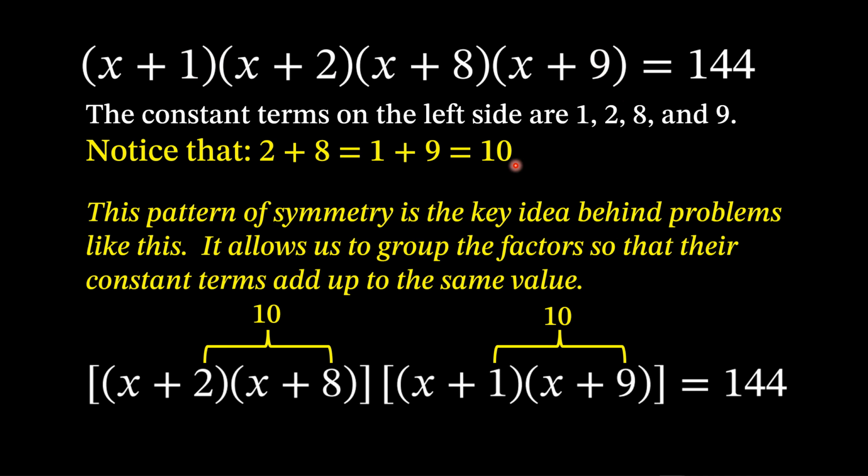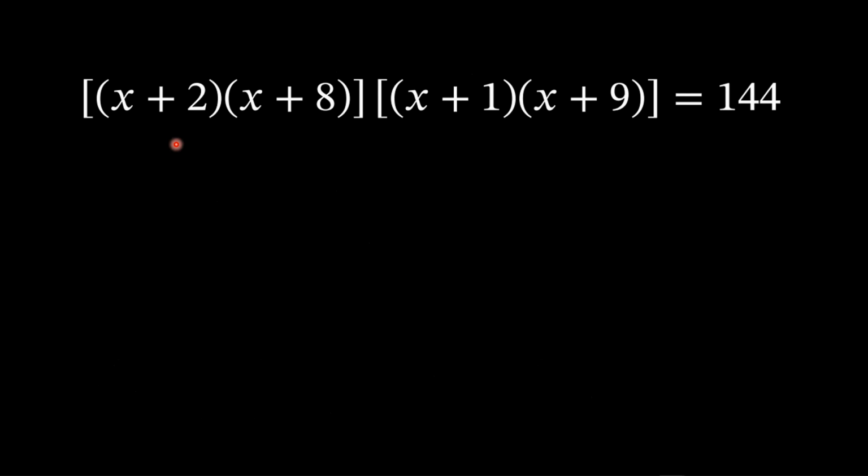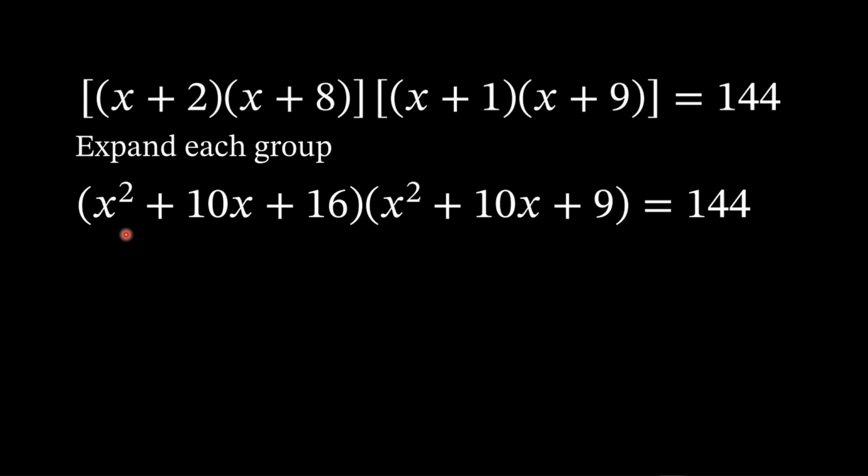Now it's important to group the factors whose constants add up to 10 in separate brackets. In this case, x plus 2, multiplied by x plus 8, should be placed in one bracket, and x plus 1, multiplied by x plus 9, should be placed in the second bracket. You'll soon see why this step makes solving the problem much easier. Let's expand both sides and see what happens.